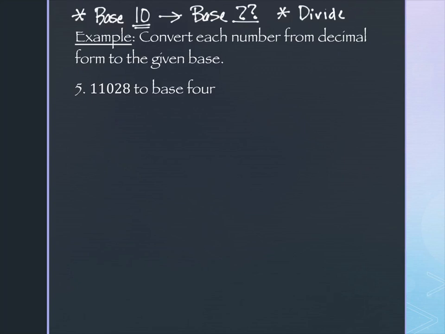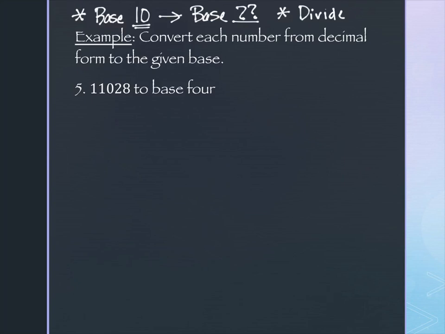Okay? So this one's asking us to take 11,028 and turn it into base 4. So again, we've started with 11,028 crayons on the floor. And we're going to put them in bags. And the bags are going to be of base 4 dimensions or size. So we need to figure out how many it's going to take.